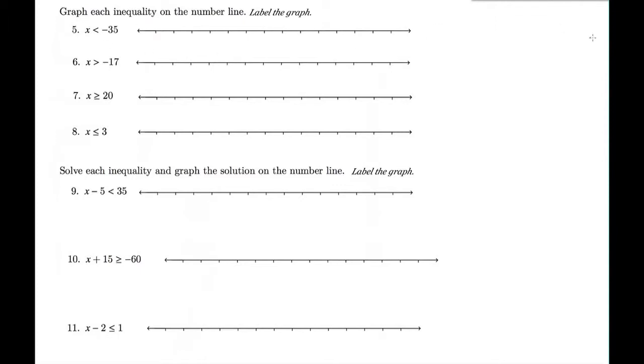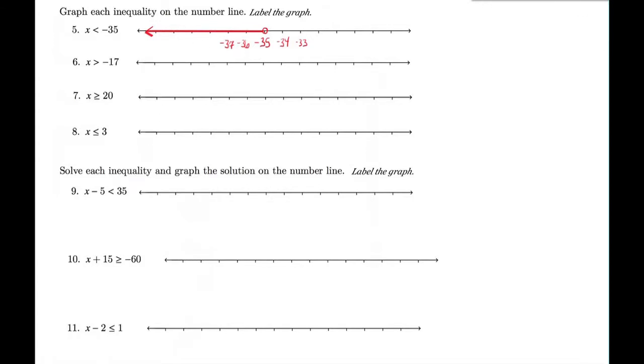Okay, graph each inequality on the number line and label the graph. Okay, so the graph here doesn't have any labels on it, so we need to put some numbers in here. Okay, so -35 is here. I need an open circle, and I need to include all values to the left because it's less than.